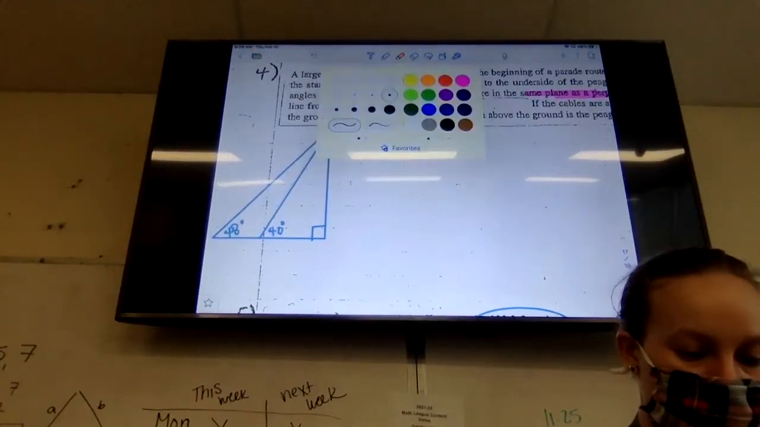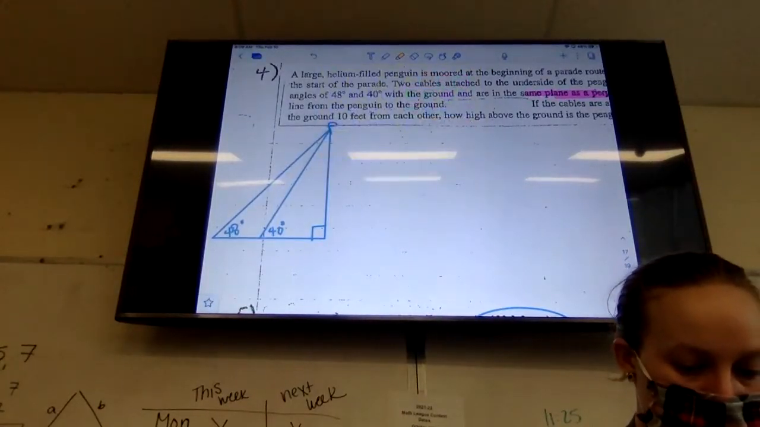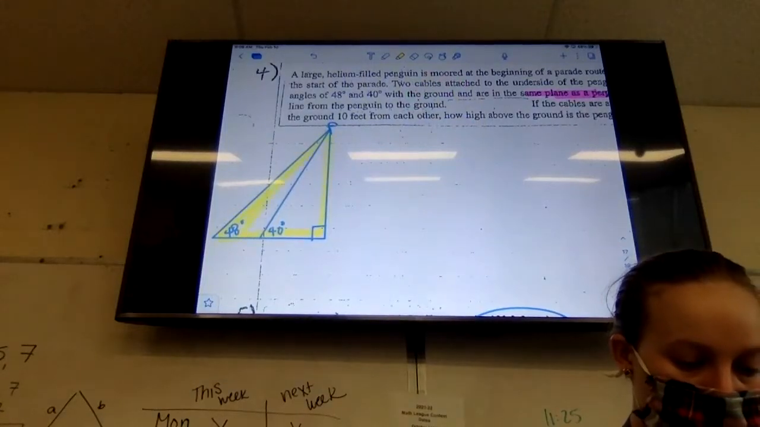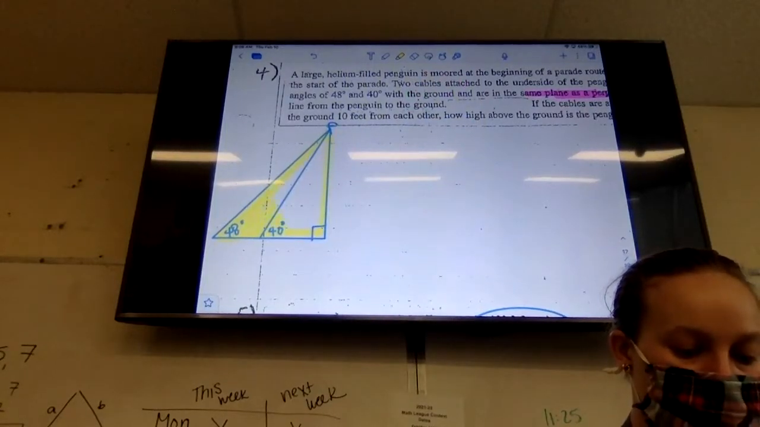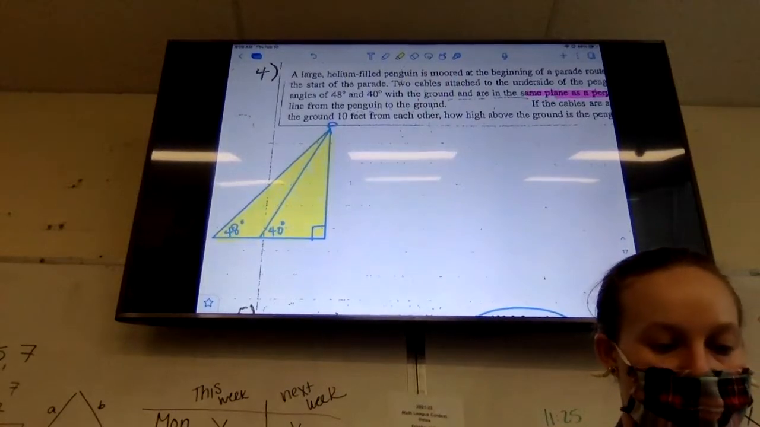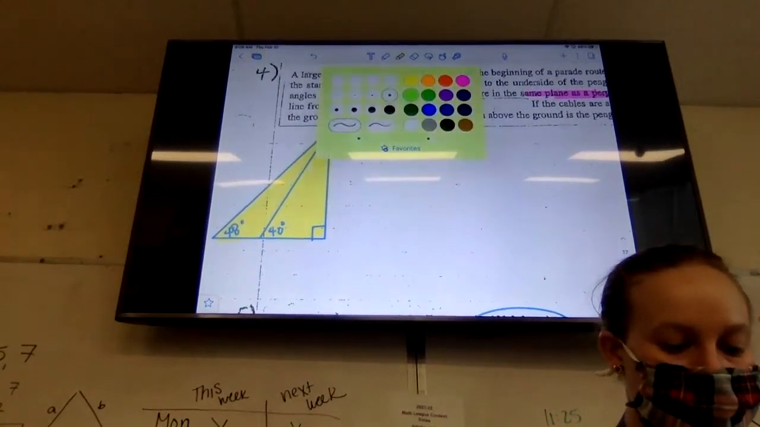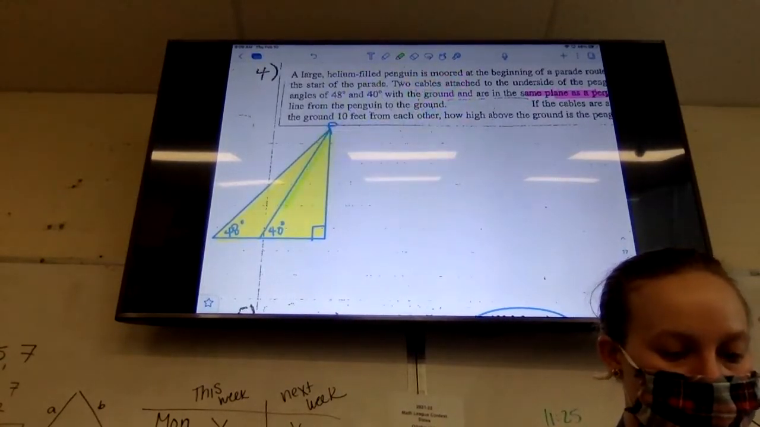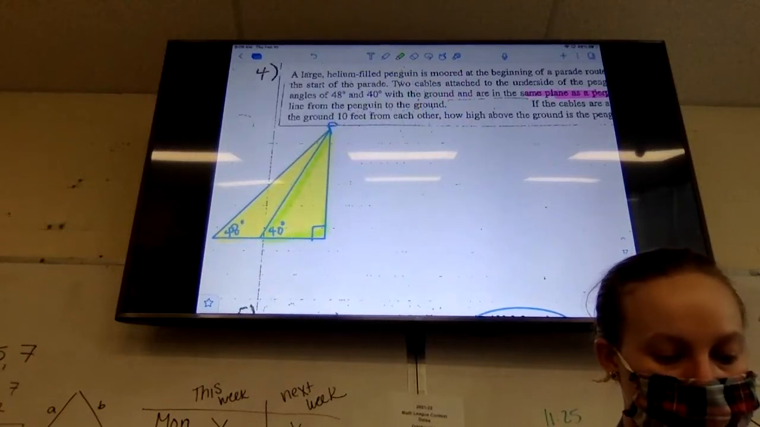So I essentially have this big yellow triangle that goes from the ground at a 48-degree angle and has a 90-degree angle. And then I have a smaller, green triangle, which has a 40-degree angle. Still the perpendicular, still attached to the penguin.